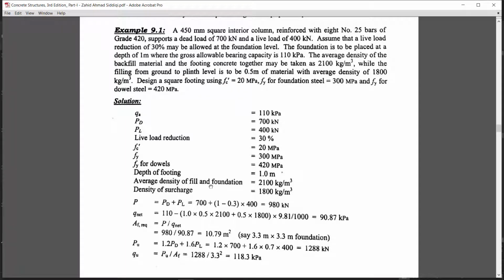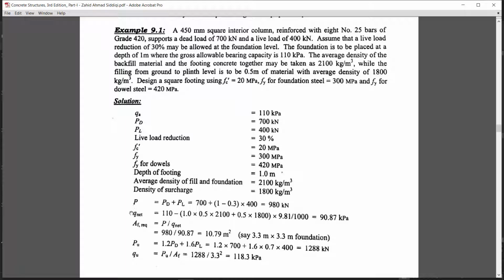Average density of fill and foundation means under the ground the average density will be used as 2100 kg per meter cube. Density of surcharge means above the ground level where we have provided the fill of 0.5 meter. Okay, their density is 1800 kg per meter cube. Now the total unfactored load, that is dead and live, and there is a 30% reduction, 1 minus 0.3, or you can directly write 0.7 into 400. So total unfactored load is 980 kilonewton.